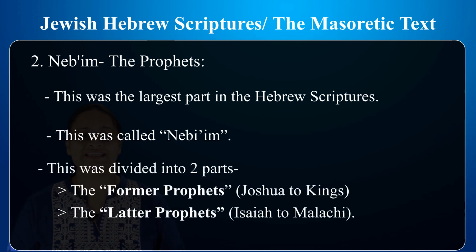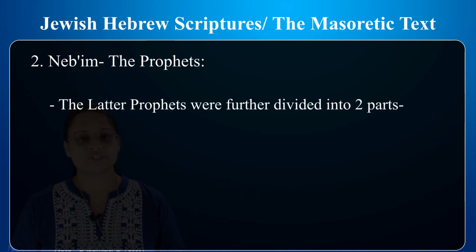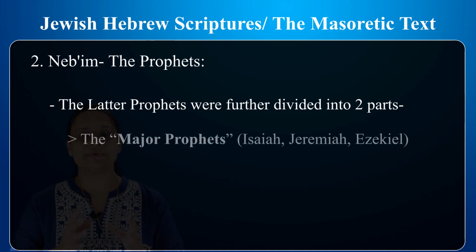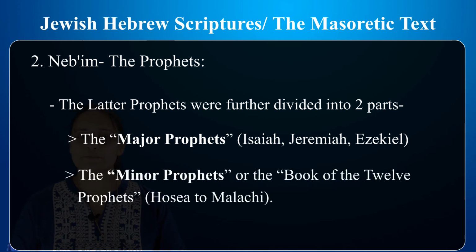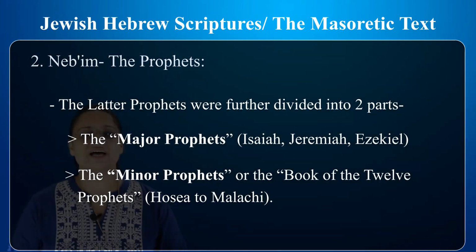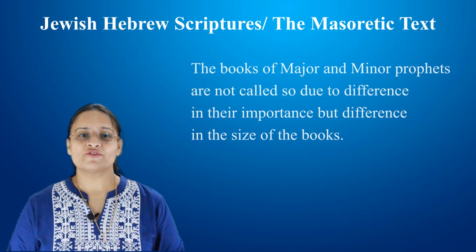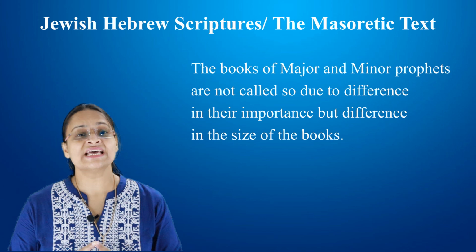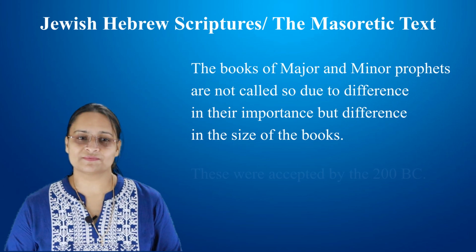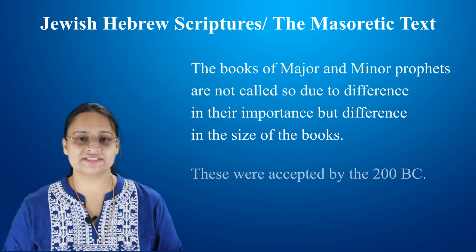This was divided into 2 parts: the former prophets, which had books from Joshua to Kings, and the latter prophets, which were books from Isaiah to Malachi. The latter prophets were further divided into 2 parts: the major, which consisted of Isaiah, Jeremiah, and Ezekiel, and the minor prophets or the book of the 12 prophets, which consisted of Hosea to Malachi. The books of major and minor prophets are not called so due to difference in their importance, but because of the size of the books. These were accepted by 200 BC.